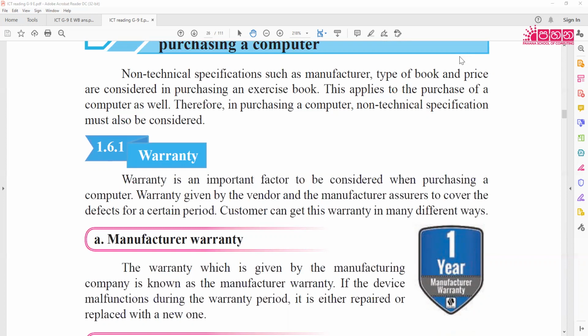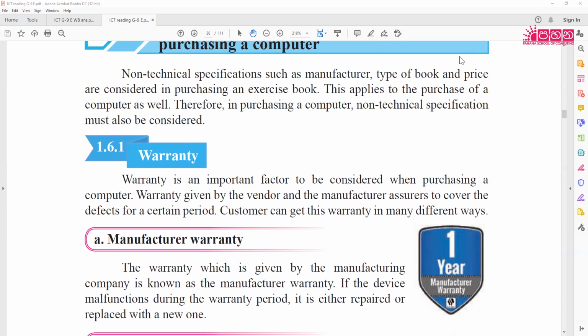Usually they say if something goes wrong in your machine, meaning hardware failures, then they will either replace your computer, which means you get a new one, or you get a repair cost, meaning if you have to spend on the repair, they will cover that cost with the warranty. So remember that. When you're purchasing a computer, warranty is very, very important.